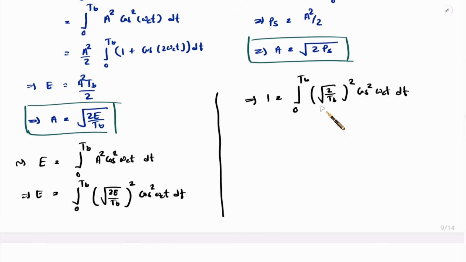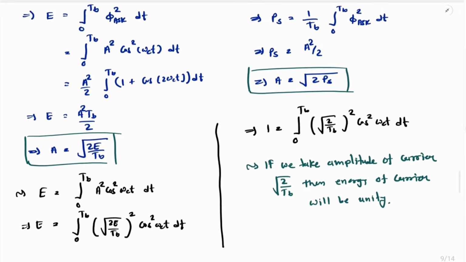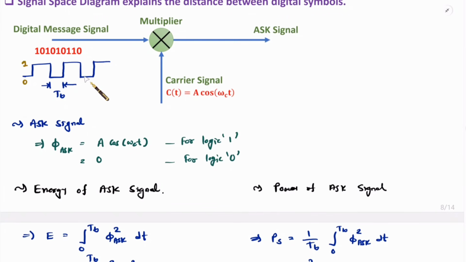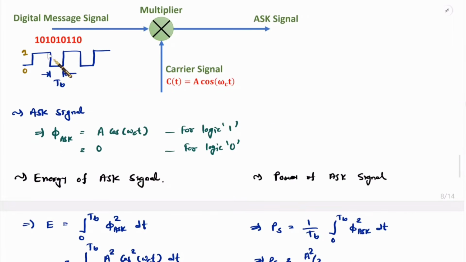So here, if you consider amplitude of carrier to be square root of 2 divided by TB, then energy of carrier will be unity, right? So if you have this, then definitely one can get the amplitude of digital symbols. So here I'll take amplitude of carrier to be square root of 2 divided by TB, so that I can get the amplitude of logic 1 and logic 0 over here, right?